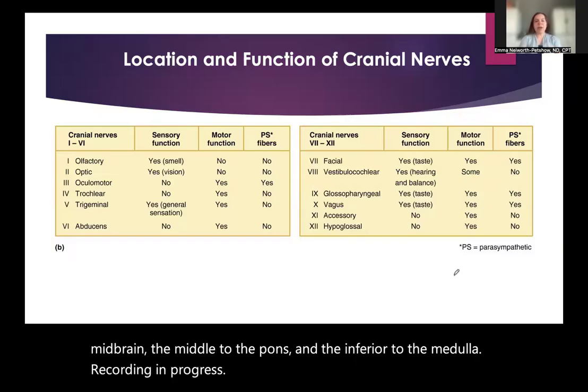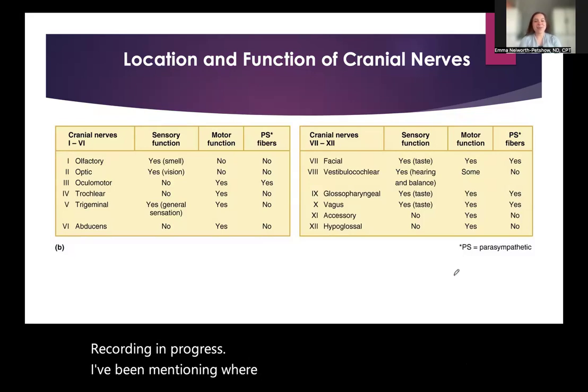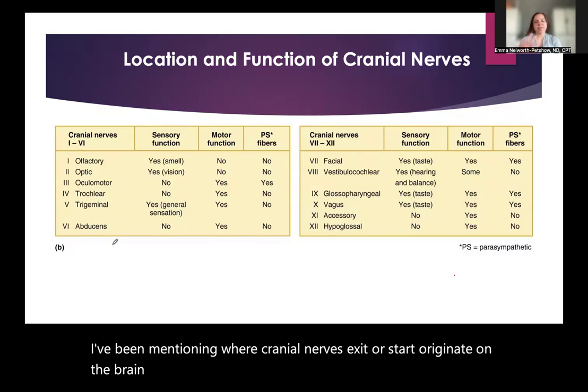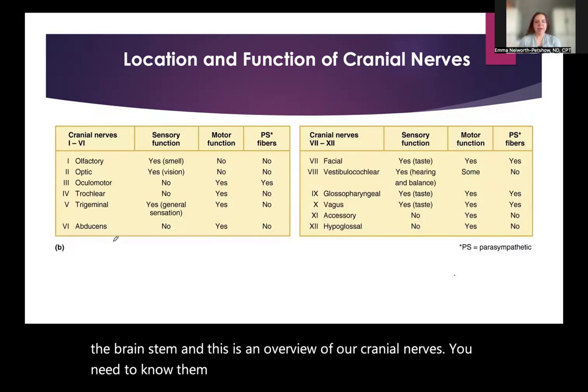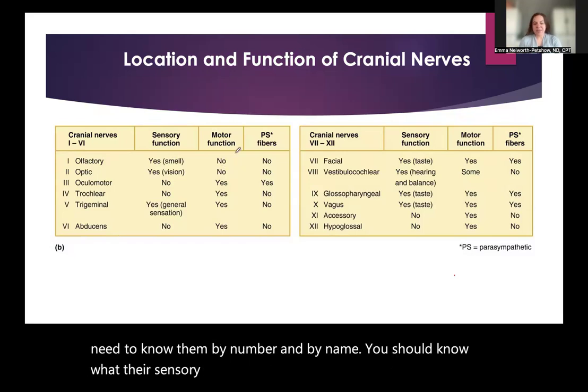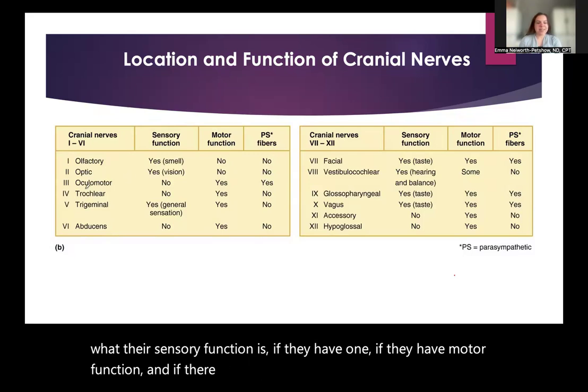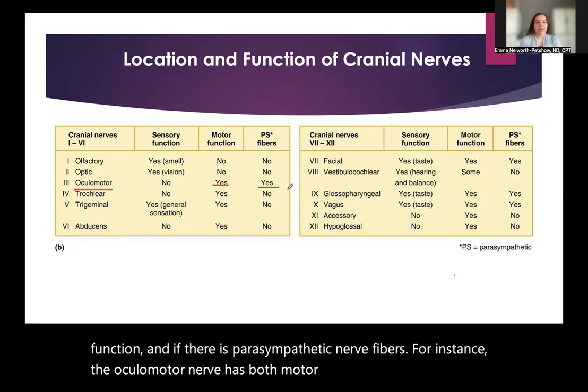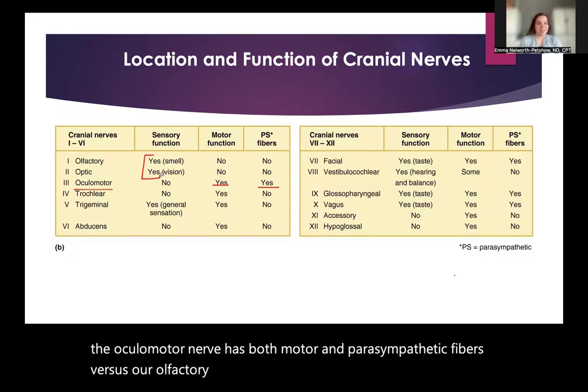I've been mentioning where cranial nerves exit or originate on the brainstem, and this is an overview of our cranial nerves. You need to know them by number and by name. You should know what their sensory function is, if they have one, if they have motor function, and if there are parasympathetic nerve fibers. For instance, the oculomotor nerve has both motor and parasympathetic fibers, versus our olfactory nerve and our optic nerve are just sensory.